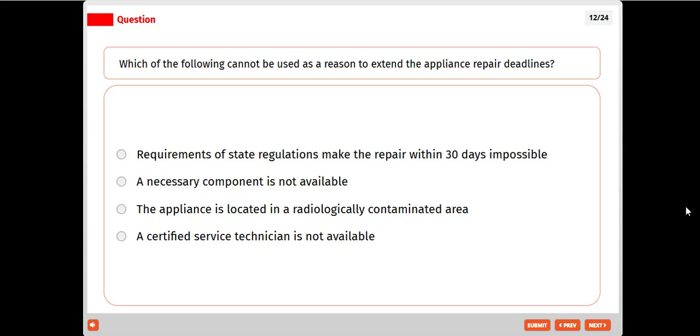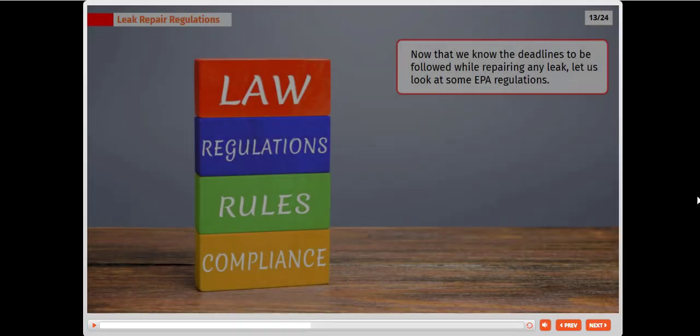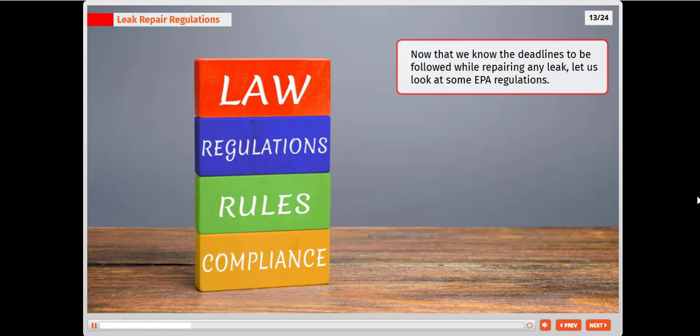Which of the following cannot be used as a reason to extend the appliance repair deadline? A certified service technician is not available. Now that we know the deadlines to be followed while repairing any leak, let us look at some EPA regulations.